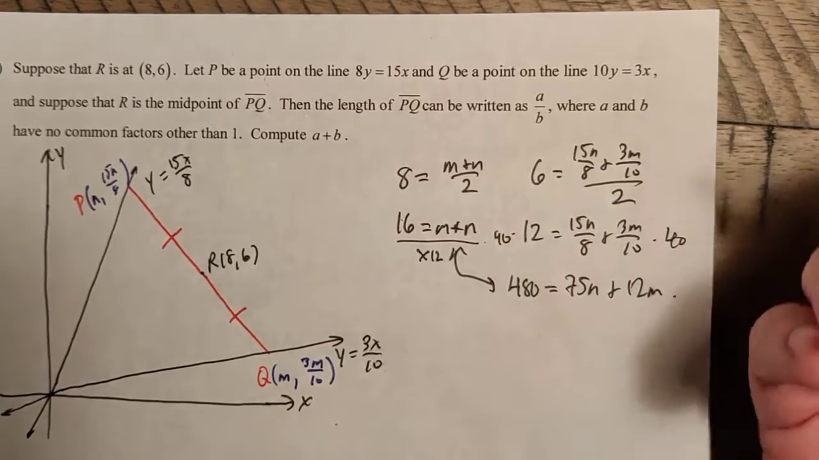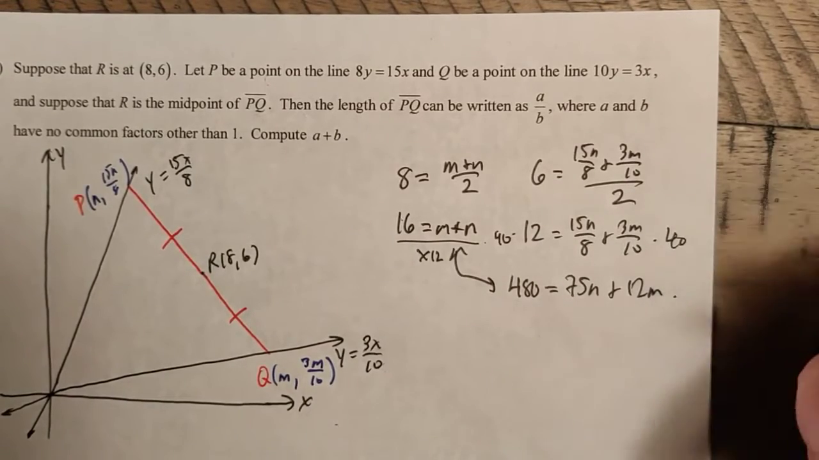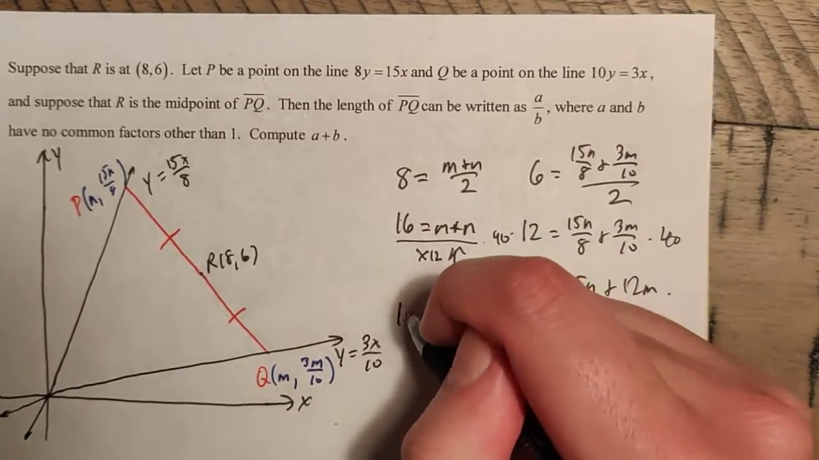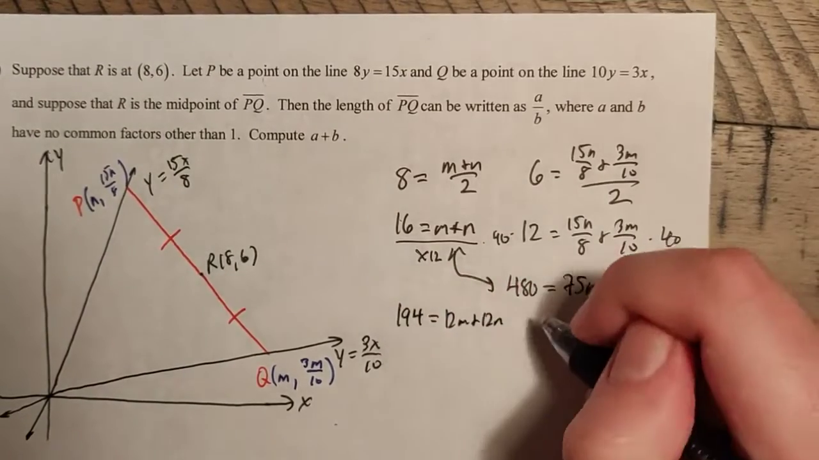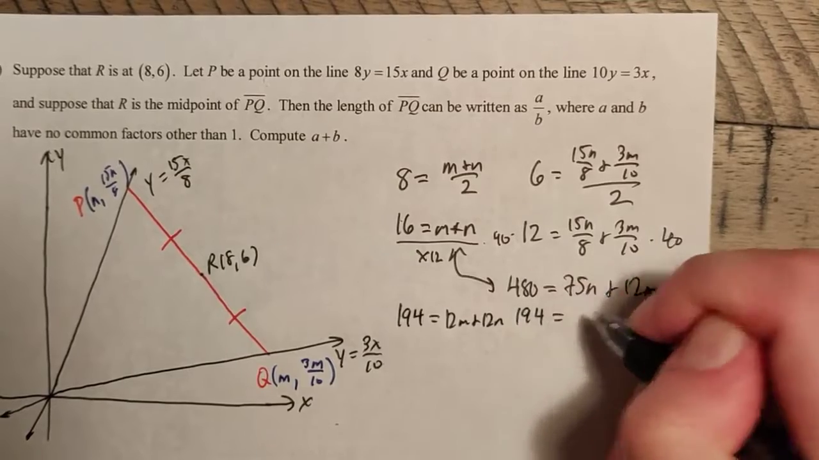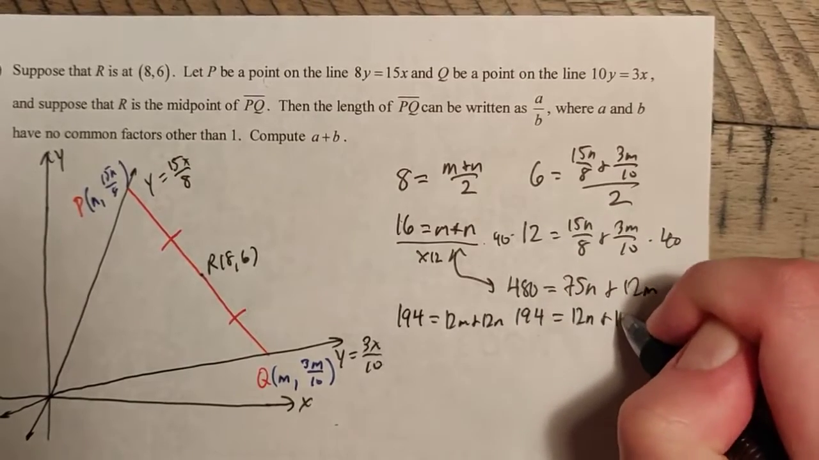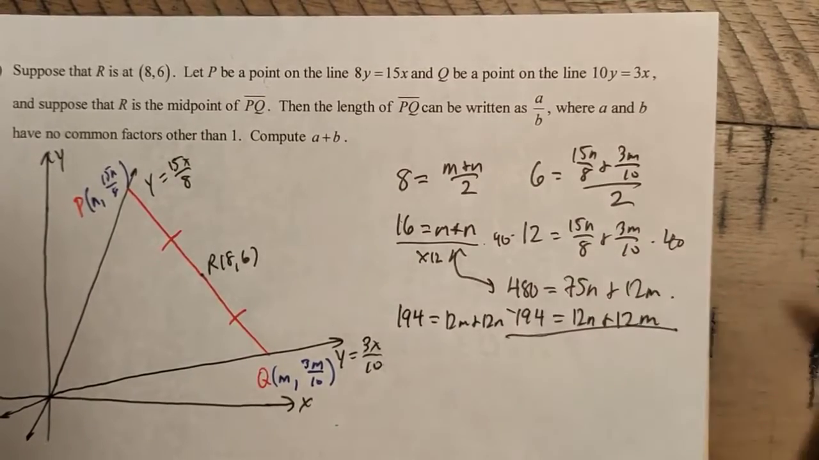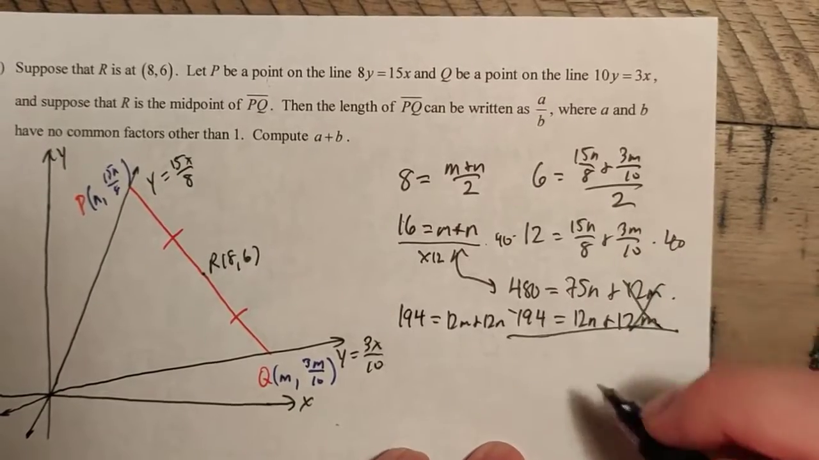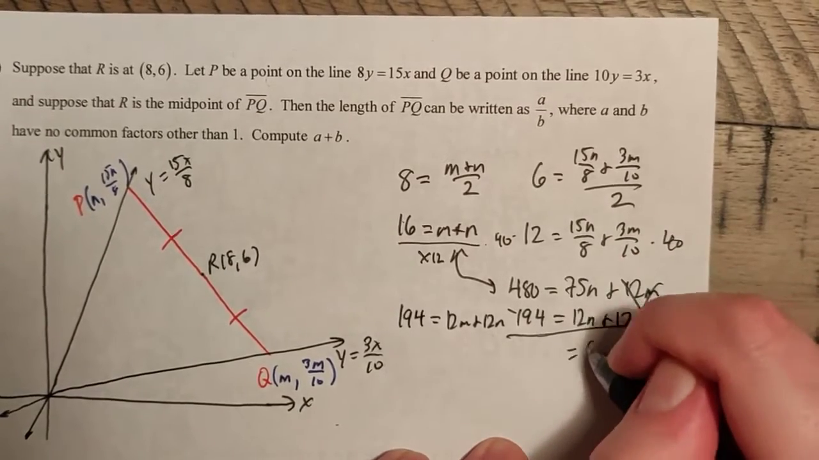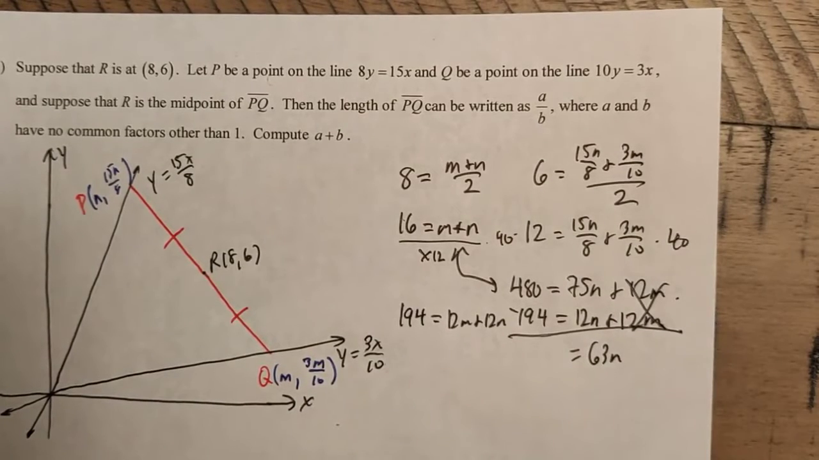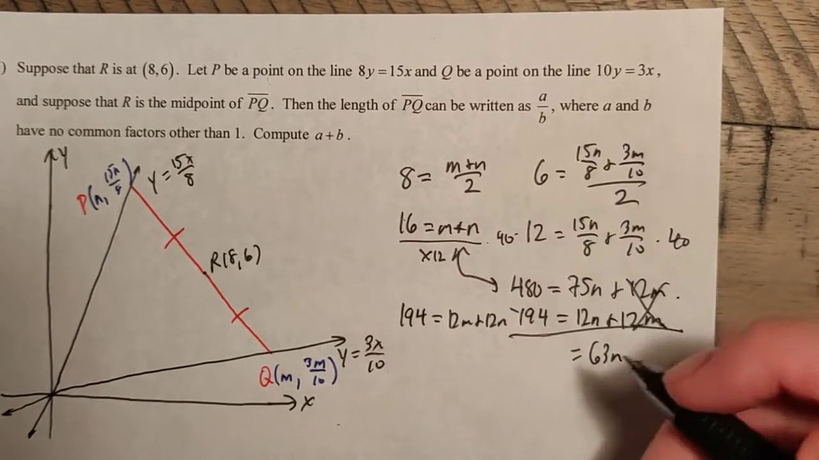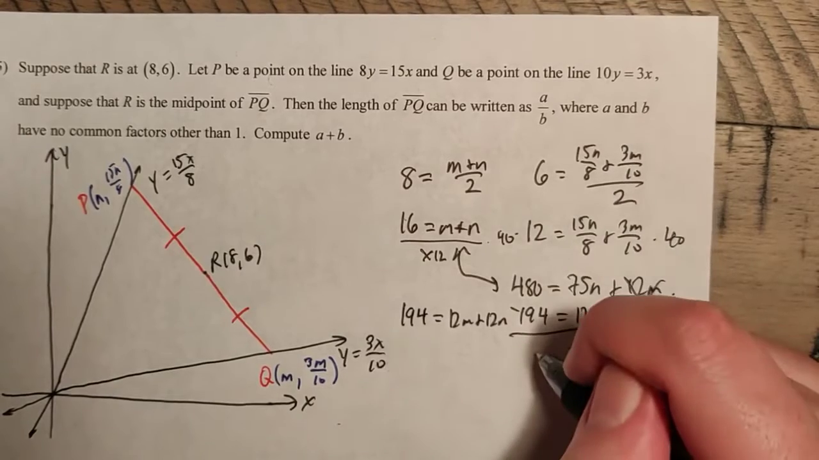Okay, so 16 times 12. Well, that's 14 squared minus 2. 14 squared is 196. So you get 194 equals 12m plus 12n here. And now we can just subtract that here. 12n plus 12m. We can subtract everything here, so the m's go away, which is what we wanted. You get 480, so that means we get 63n is 480 minus 194. Well, minus 194 is minus 200 plus 6, so you get 280 plus 6, so it's 286 here.